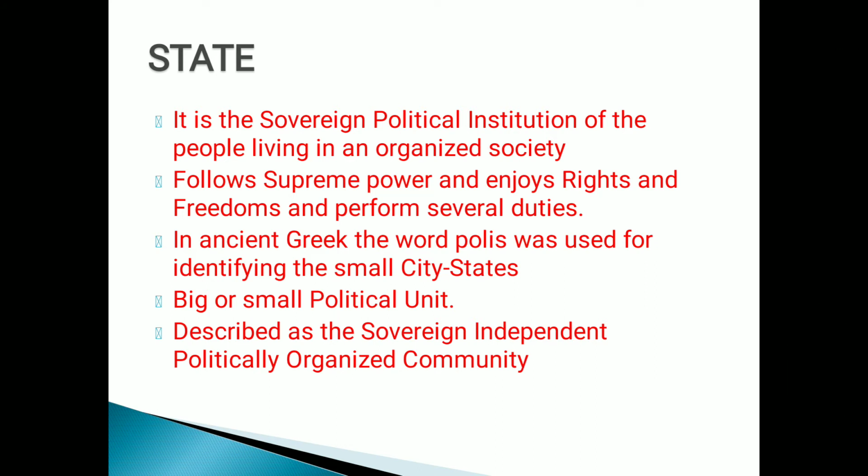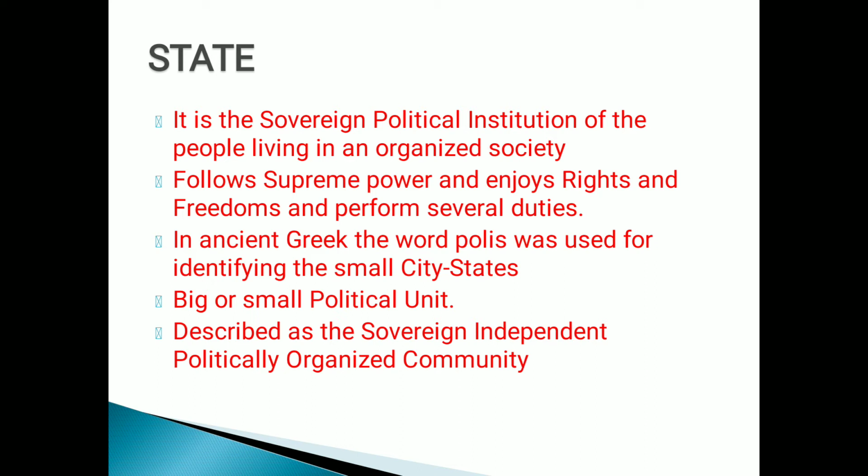Now, next, let's come to the main definition of the state. What is the state all about? Always remember, a state is a sovereign political institution of the people living in an organized society. Each one of us lives under the supreme power of the state, enjoys rights and freedom, and performs several duties as a citizen of the state.